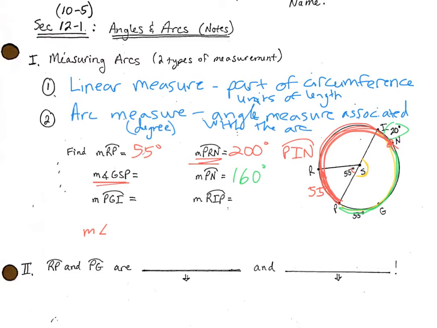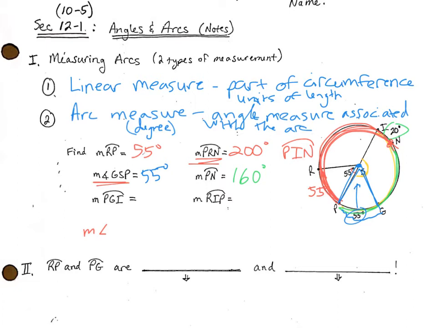So looking down here, I'm looking at angle GSP. GSP, notice, is not drawn in. That's okay. I can go ahead and sketch that in for us. And GSP, it looks like this. That's a central angle since S is the center of the circle. And that's going to be the same measure as the arc. And the arc right there is 55 degrees. So therefore the angle is going to be 55 degrees.